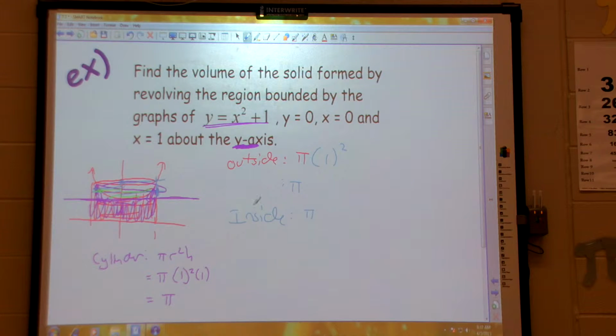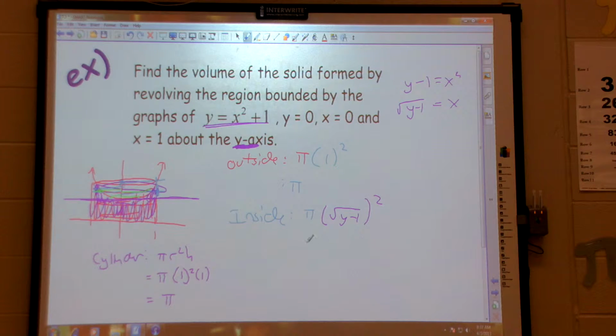They may do this whole problem beautifully, but forget that you better solve for x. So my inside radius is square root of y minus 1. Okay, we've got to be very careful. We're revolving about the y. Everything better be in terms of y. That's what gets everybody right there. So I have pi times y minus 1.